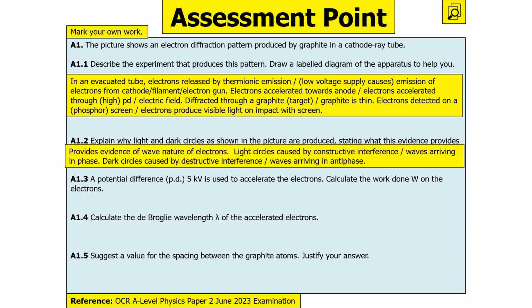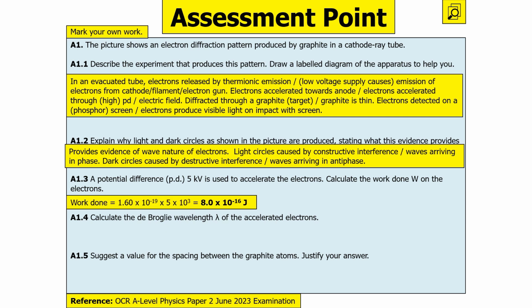Now the light and dark circles will provide evidence for the wave nature of the electrons, because the light circles are produced by the electrons diffracting, which is a wave property, and then having constructive interference, so the waves arrive in phase producing a light circle there, and dark circles are caused by destructive interference where the waves from the different electrons arrive out of phase or in antiphase.